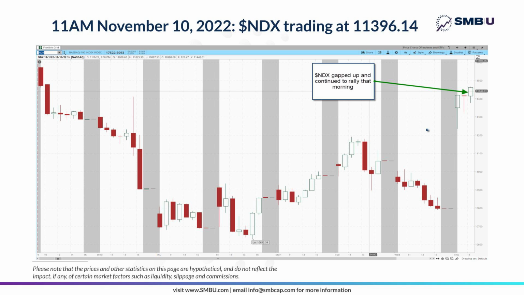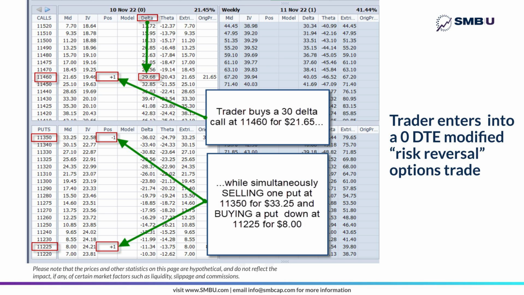And so at 11 a.m. that morning, as you can see, the index was trading at 11,396.14. And by then, we had established that this was a trifecta breadth day. And so we go ahead and pull up an options chain of NDX expiring that day, 0 DTE. And we look at the delta column on our broker platform, and we find a call option that's located as close to 30 as possible, which, as you can see, is the 11,460 option.